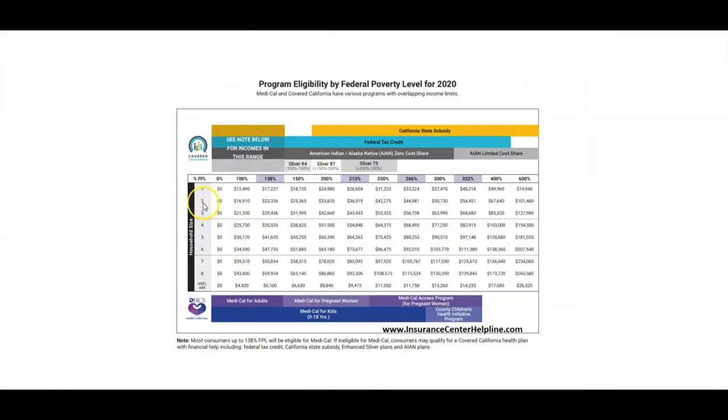And so here we are, two people, $68,000. They fall right here, between 400 and 600% of FPL, the federal poverty level. So they don't qualify for the federal credit, but they qualify for the state credit. It's right here. So if you fall in this income category, then you would get subsidies from the state.